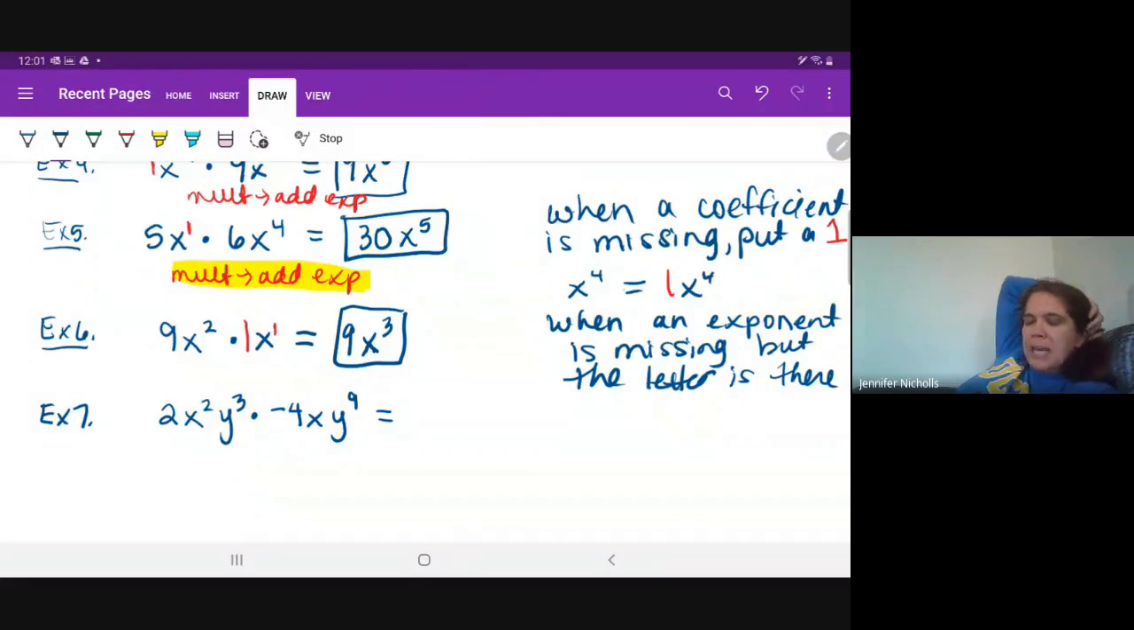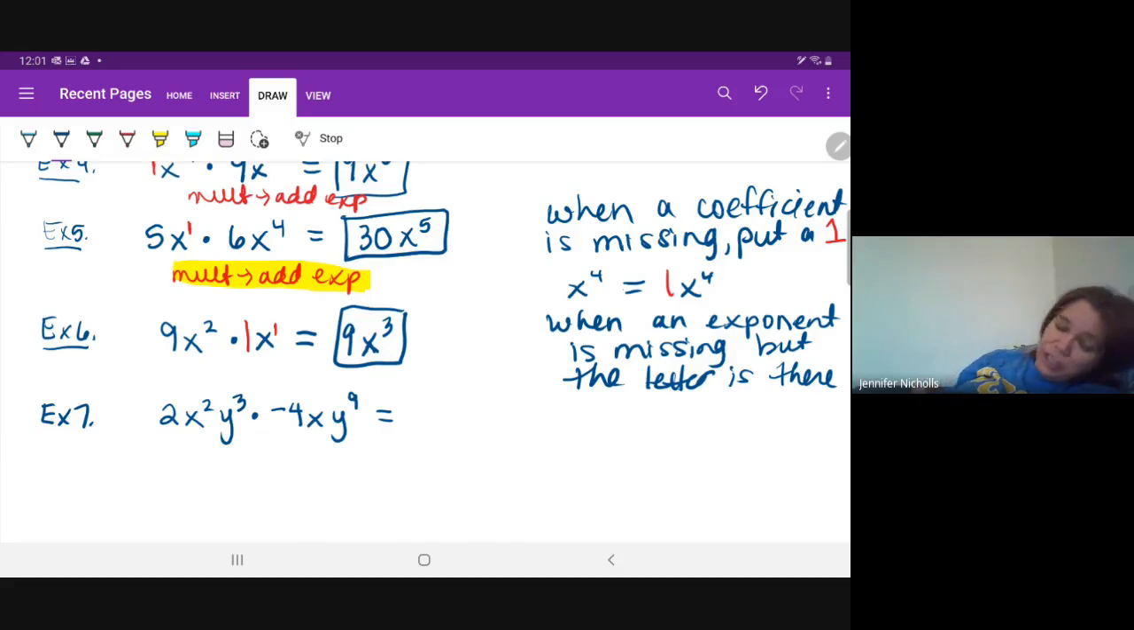Okay, any missing exponents or missing coefficients? We should always put those in first. Is anybody missing their exponent or missing their front number, which is called a coefficient? Okay, so we have -4. I agree, kind of.